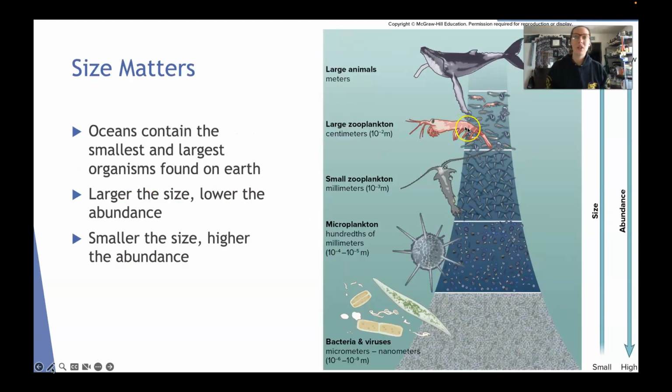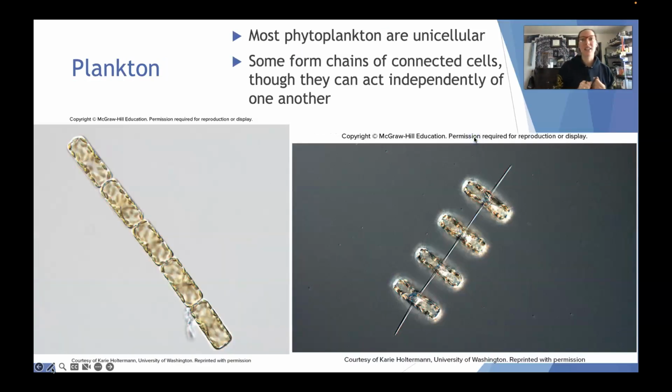Some more little tidbits about plankton are that most phytoplankton are unicellular, but some can form chains of connected cells. But they can act independently of one another. Starting here on the left, this is a chain of diatoms, and you can see how they're basically 5 little separate rectangles. Those separate rectangles don't interact with each other. Though they are connected, their processes are all within that one organism.